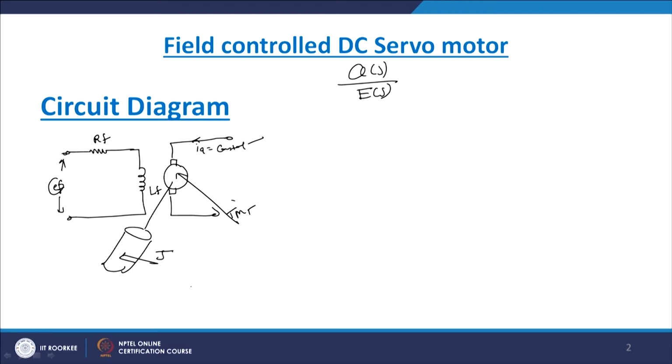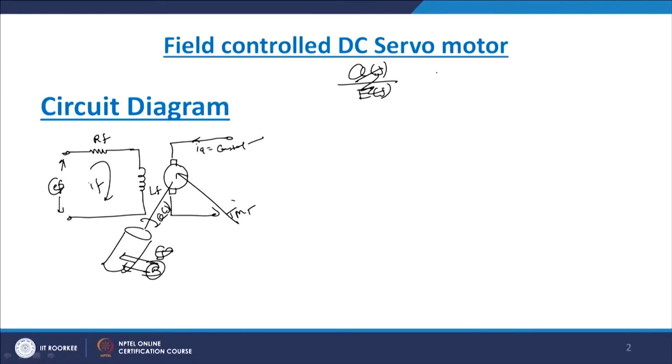Therefore, here we show J and B. J is the moment of inertia and B is the friction. The current flowing here is IF. So, this is the circuit diagram of a field controlled DC servo motor. Now, we have to determine theta s by Es, actually theta s by EF of s. So, how do we do it?